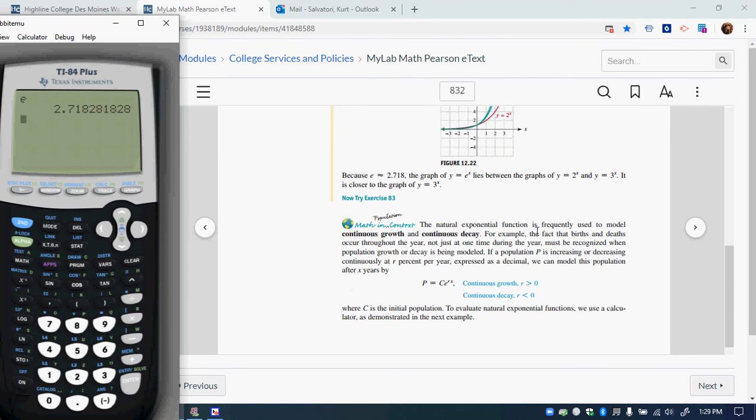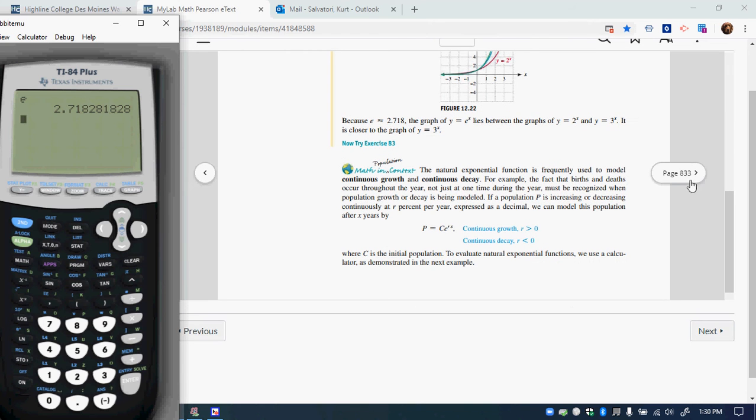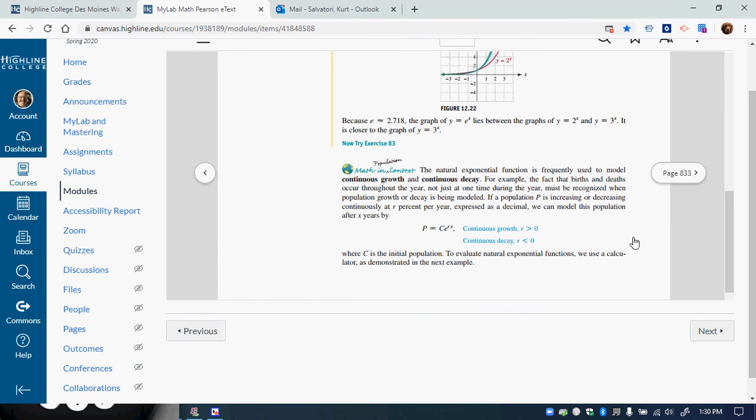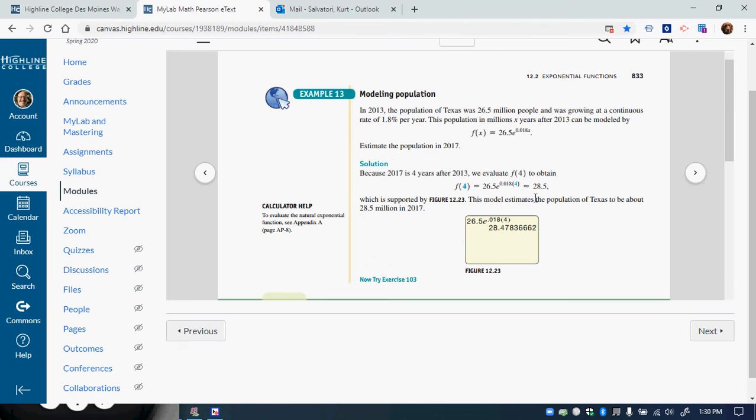The natural exponential function is frequently used to model continuous growth and continuous decay, just like all the other ones. So we still have c times e to the rx, where if r is greater than 0, it means positive numbers, it's a growth. And if r is less than 0, which means negative numbers, it's decay. That's a point that you need to see there. So if we go to the next page, here's another modeling example.